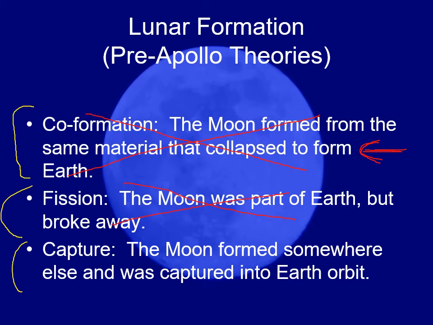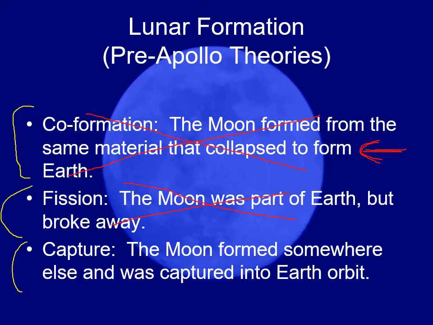Okay, capture. The moon formed somewhere else, passed by Earth, and was captured in Earth's orbit. So that idea was what was left. Now the problem is, if that is exactly what happened, then the moon's isotope ratio would have been way different than Earth's isotope ratio. That's not what we find. The moon rocks that were brought back to Earth had the same basic isotope ratio as Earth, indicating the moon formed where it formed.